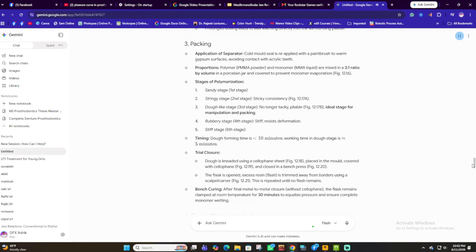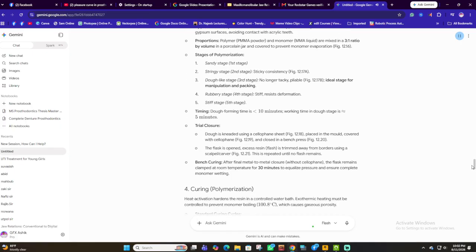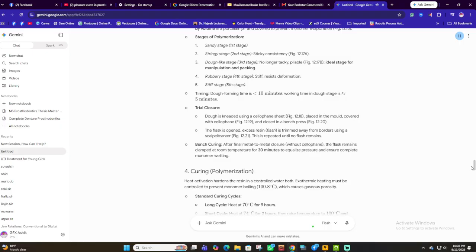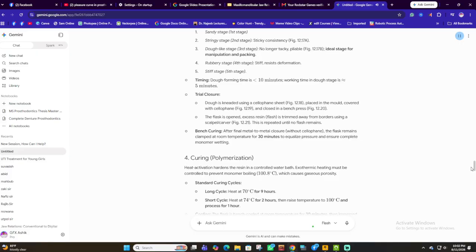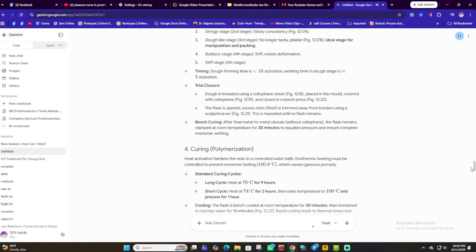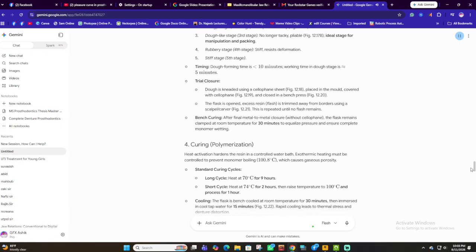Trial closure. Dough is kneaded using a cellophane sheet, Fig. 12.18, placed in the mold, covered with cellophane, Fig. 12.19, and closed in a bench press, Fig. 12.20. The flask is opened, excess resin, flash, is trimmed away from borders using a scalpel or carver, Fig. 12.21. This is repeated until no flash remains.